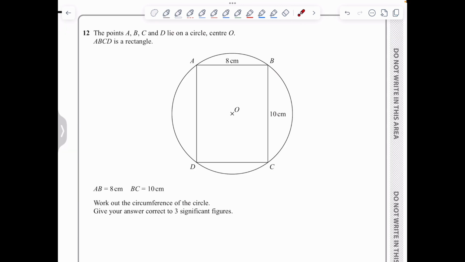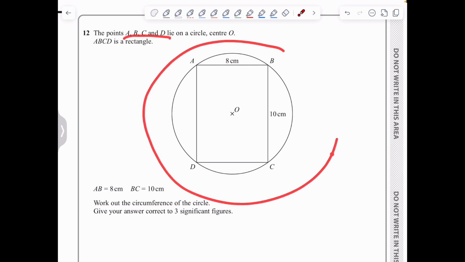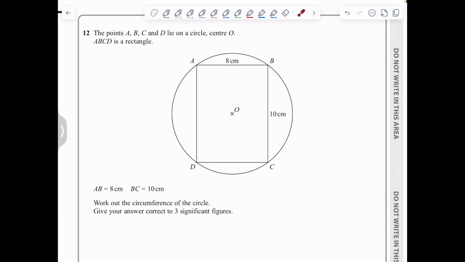In question 12, we've got the points A, B, C, and D lying on a circle centered at O, such that ABCD is a rectangle measuring 8 centimeters by 10 centimeters, and we need to work out the circumference of the circle. Well, I will start by joining A and C together, and we notice that AC is a diameter. It's also the hypotenuse of the triangle ABC, so I can use Pythagoras theorem here to determine AC and therefore find the length of the diameter.